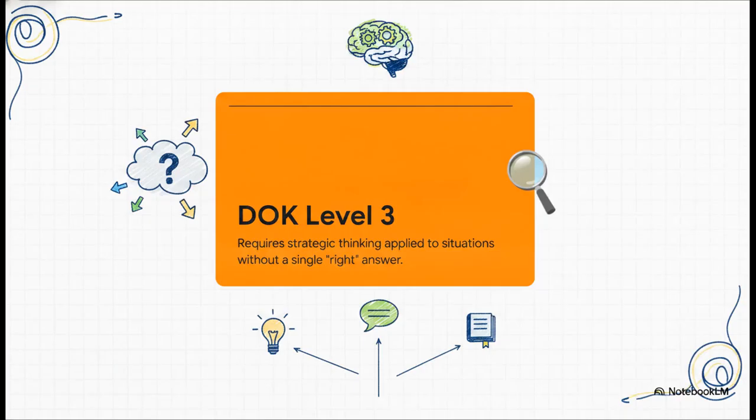I want to zoom in on that extended thinking requirement for just a second. Authentic performance tasks should ideally target depth of knowledge, or DOK, level 3. This means we're fully embracing the messy reality that there isn't always a single right answer. Students are expected to support their interpretations and conclusions by explaining their reasoning and citing actual evidence. It's all about deep, strategic thinking.